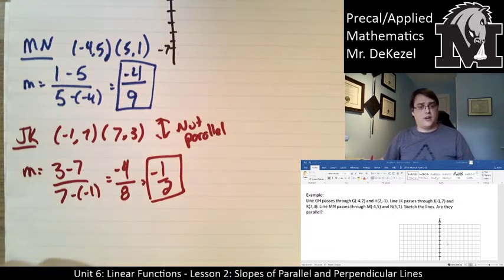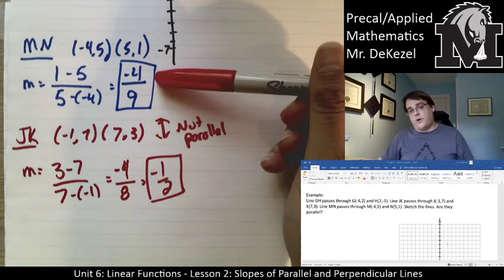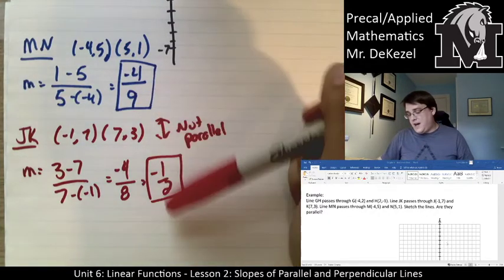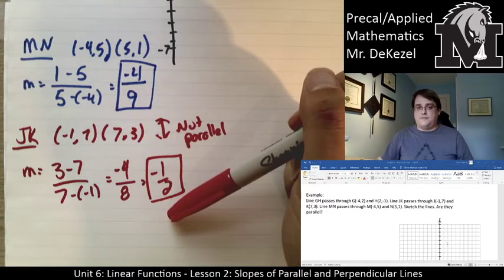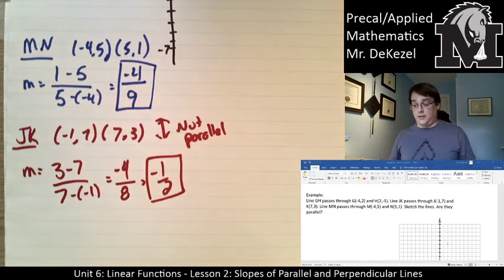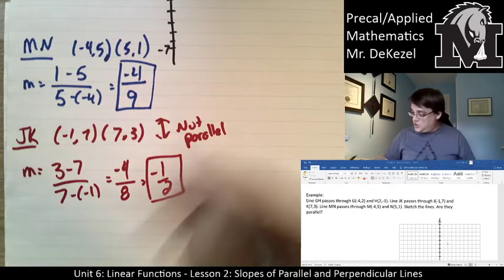Let's find out if our other line is parallel to either of these, because they are different. You can see that minus 4 over 9 is very close to minus a half. So from our drawing, they might look like they are, but when we did our calculation, we found out they're not parallel. Let's do our last one, which is GH.